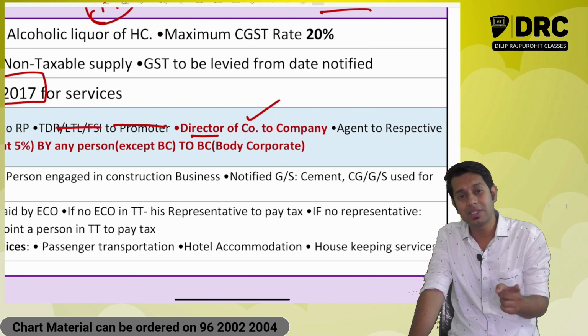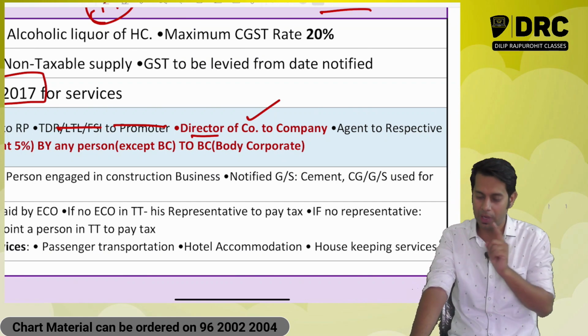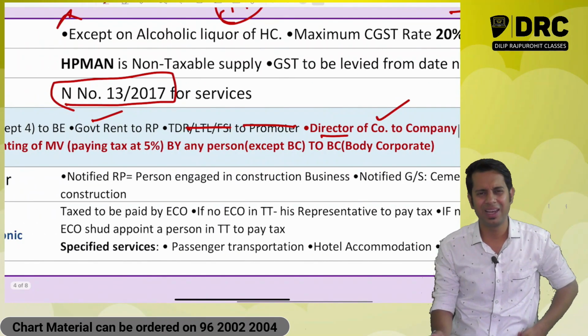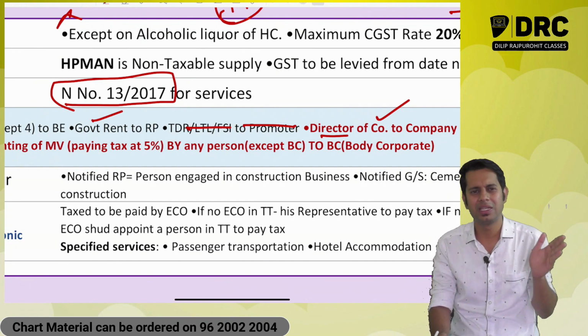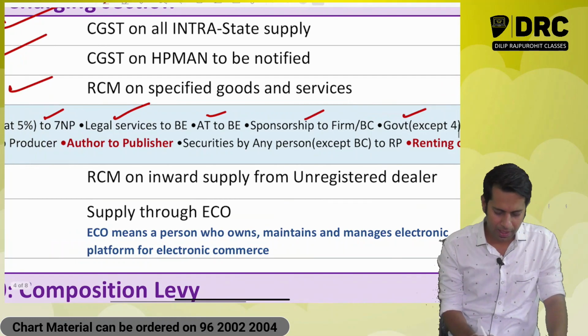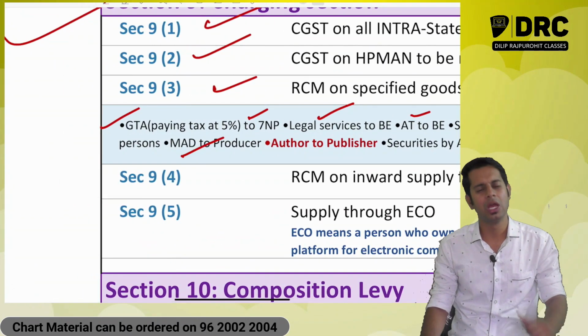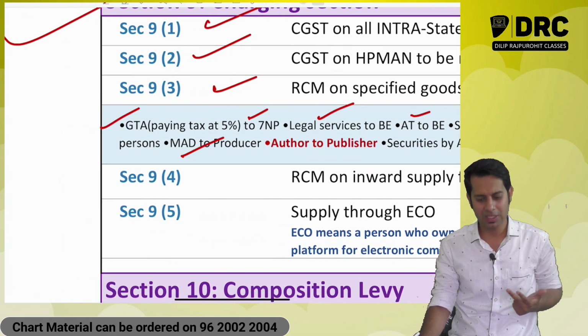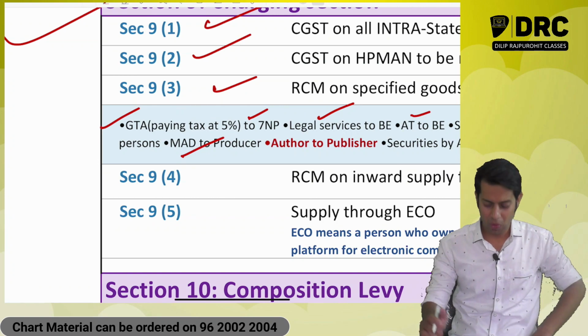Director of a company giving services to the said company or body corporate, important. Agent related services, insurance agent, recovery agent, etc. they are giving respective services, RCM is applicable. Then MAD services, musical, artistic and dramatic services given by any person to a producer.